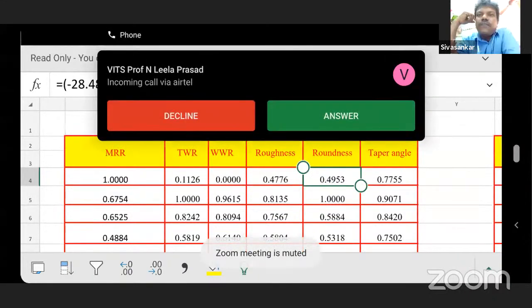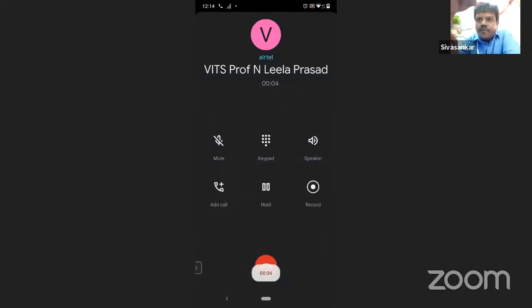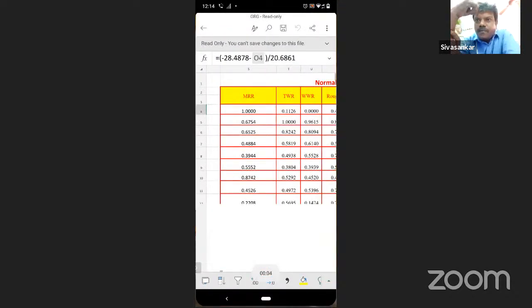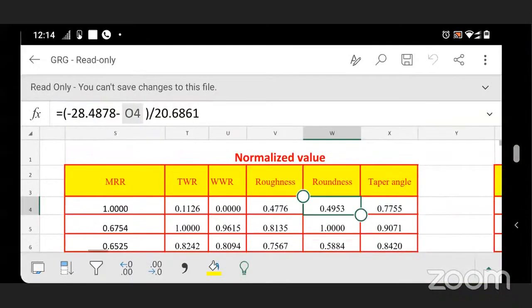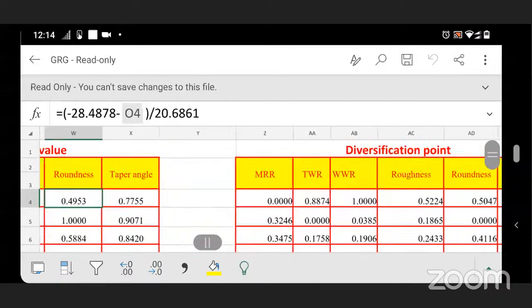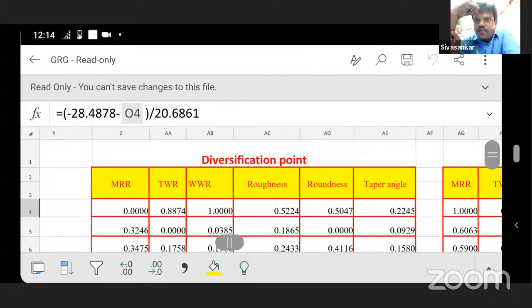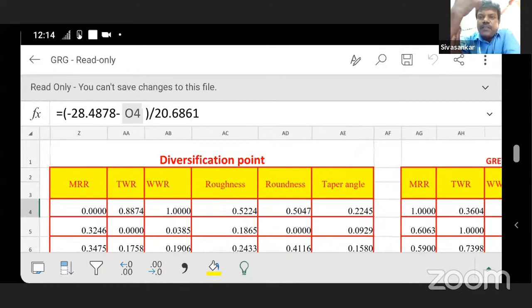Next table, sir. Diversification point is nothing but an inversion, black into white and white into black. Therefore, all these values are subtracted from 1, sir. Therefore, if you get the value of 1, here it comes 0. If you have the value of 0.5, here it comes 0.5. If you have the value of 0.6, here it comes as 0.4, right?